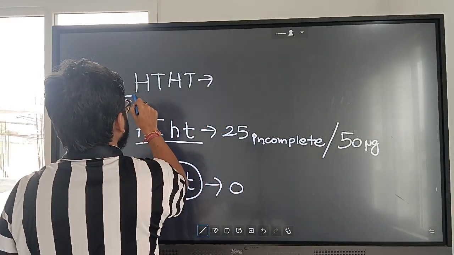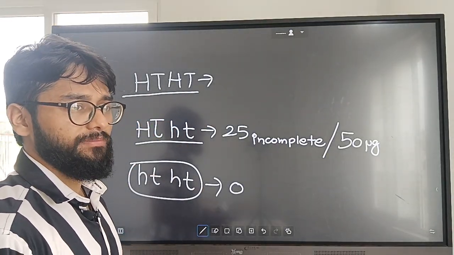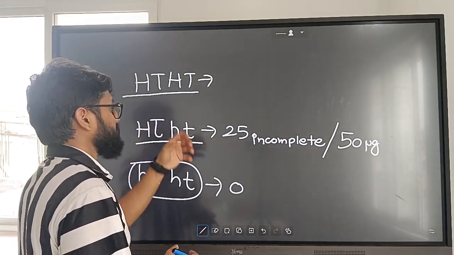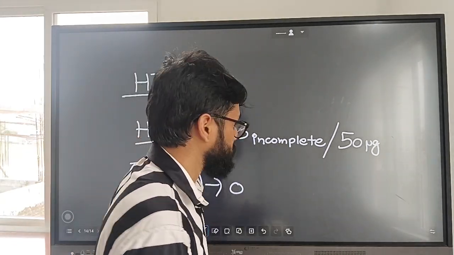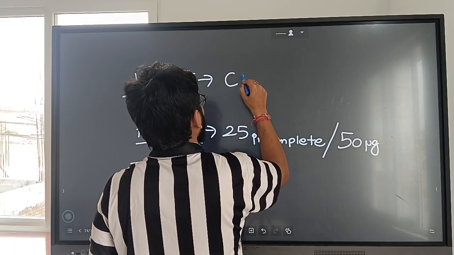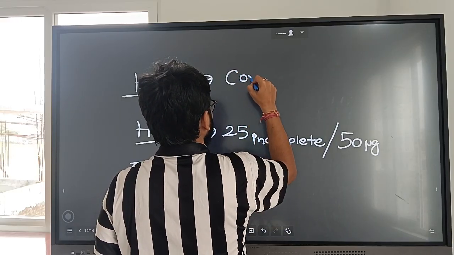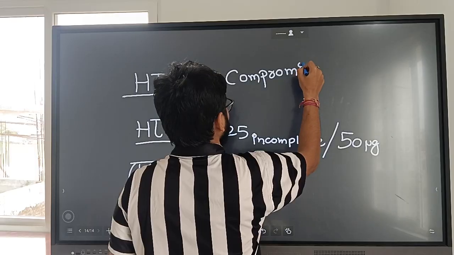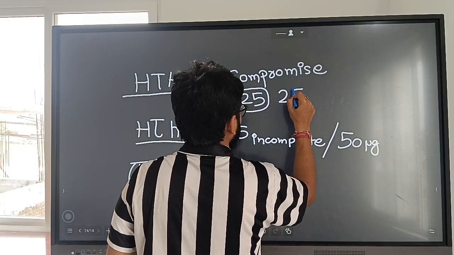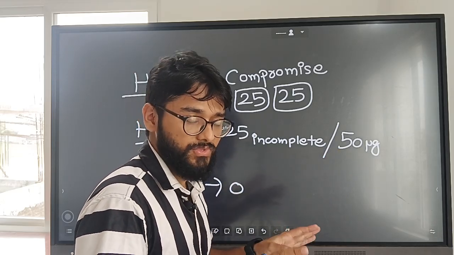However, in the condition of HT and HT, in this case both of them try to express themselves, and in doing so, they reach a compromise, not compensation, compromise, where 25 is given by this and the other 25 is given by this, even though alone they can produce 50. Do you get my point?